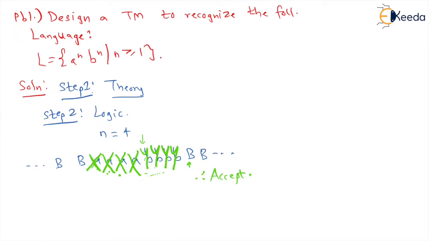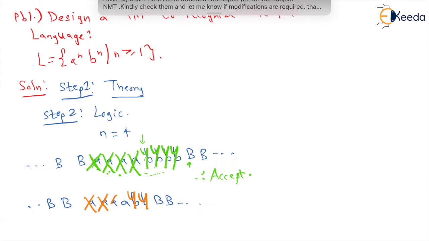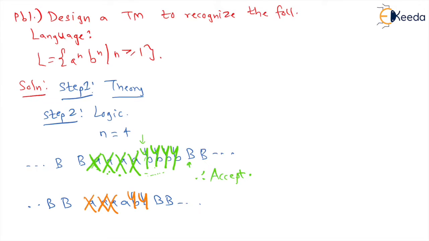Let's consider the vice versa case also. That is the case of the reject examples. I can also have an input like A followed by two B's and some blanks on both the sides. First A will be made as X, first B will be made as Y. Second A would be made as X, second B would be made as Y.